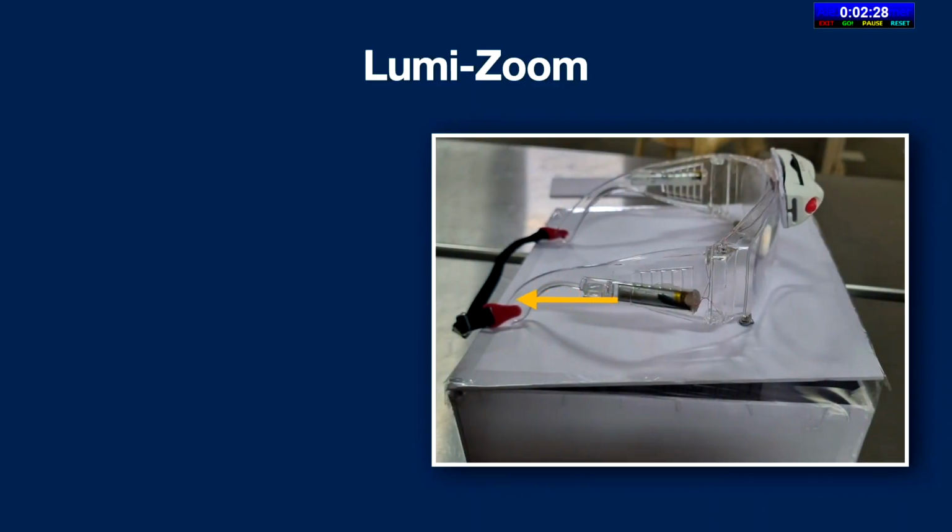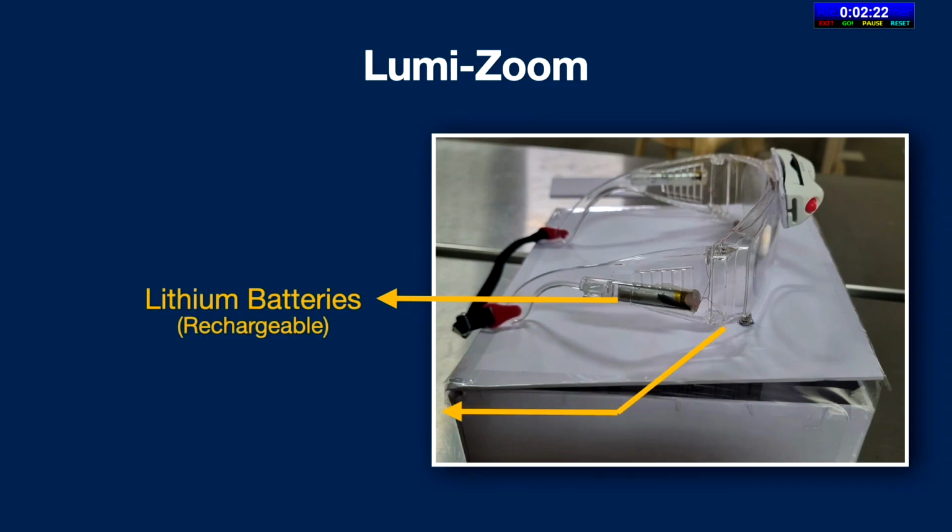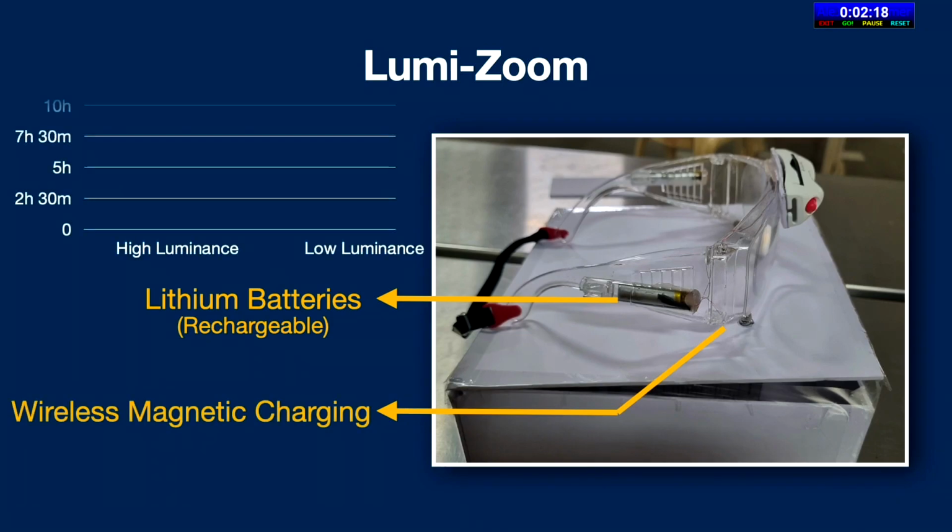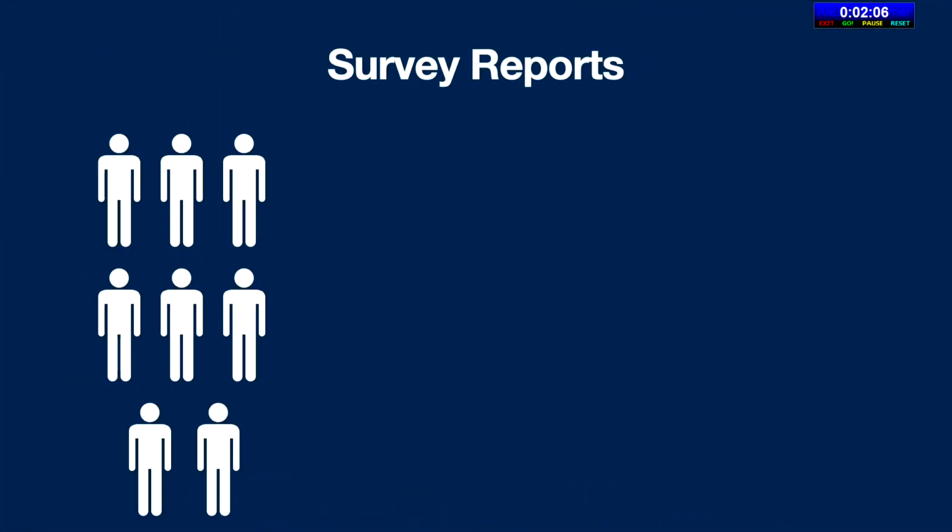It is powered by 2 lithium-ion batteries that are attached to the frame. It is rechargeable and is charged wirelessly by a magnetic attachment. We estimate that it will provide a battery standby of 4 hours in the high luminance mode and 10 hours in low luminance mode. To test our LumiZoom, we asked 8 doctors to use it in our wet lab.